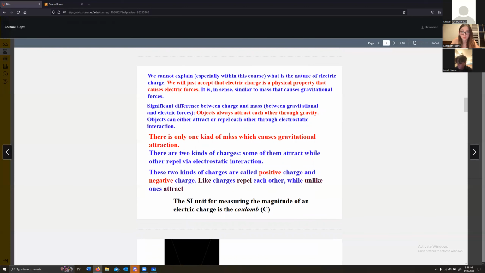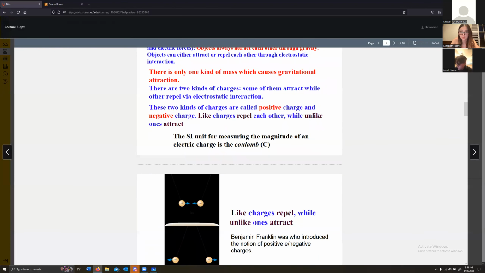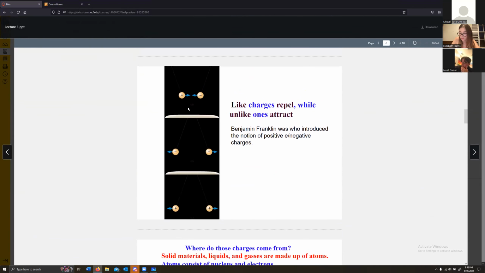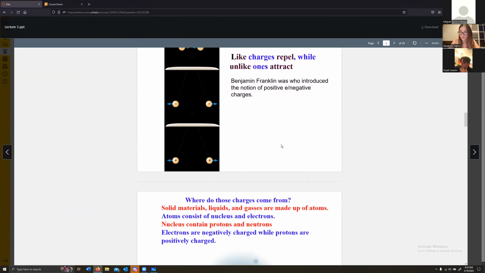So similar to that, there are two kinds of charges. We'll just kind of see them as like charges and opposite charges, where they can attract or repel. Positive and negative, negative, negative, positive, positive. We all know this: opposites attract.